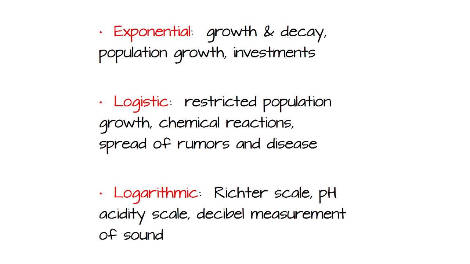The other thing would be, and I'm going to jump down to logarithmic because that's the other one that you should be familiar with. A logarithmic scale can be used when you're talking about the Richter scale for earthquakes, or a pH acidity scale for you chemistry people. Decibels are measurement in a logarithmic scale. The new one for us is going to be this logistic. We haven't talked about that in previous classes, so this is a new type of thing. It can be a population growth, but it's a restricted population growth, or a chemical reaction, or maybe the spread of rumors or disease of some sort, because that can be a restricted growth.